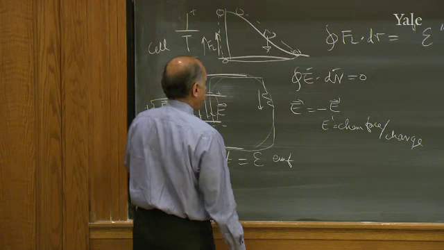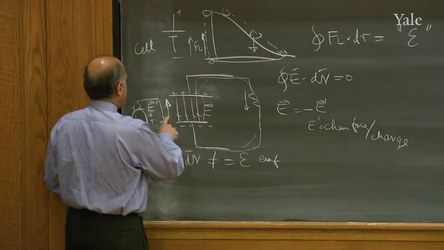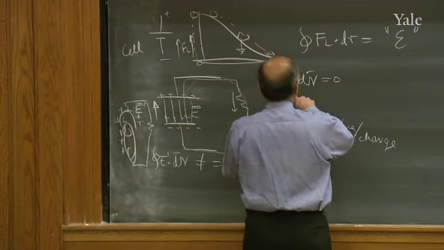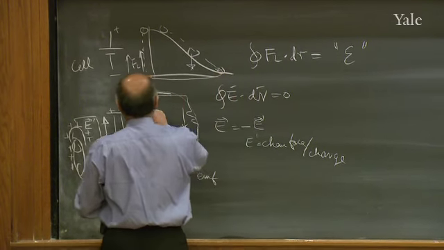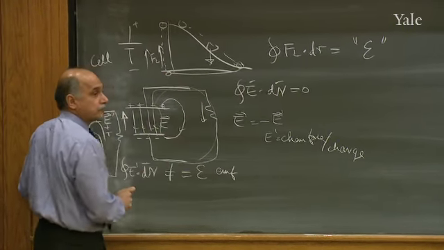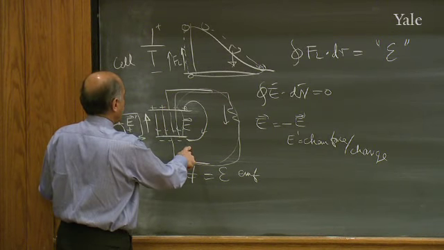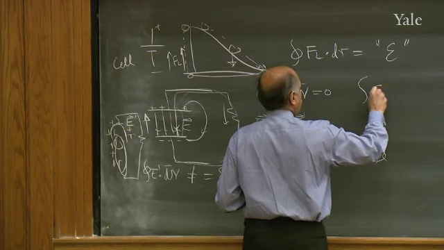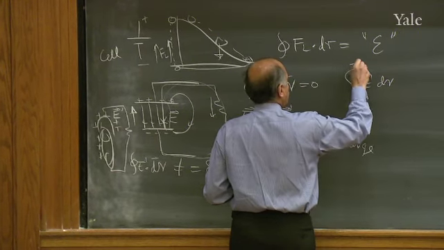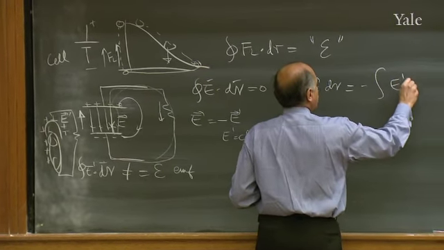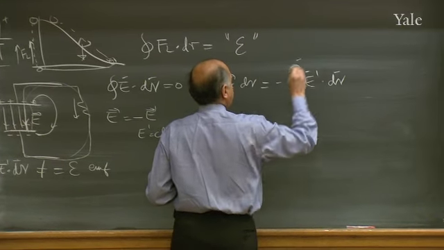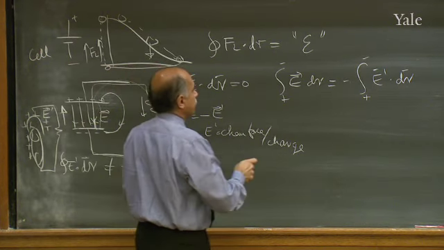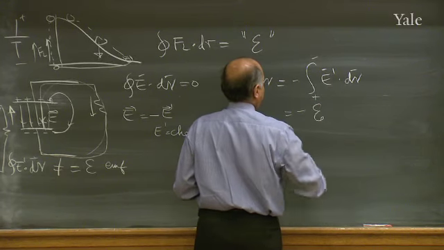Okay, now here's the interesting thing. Since inside this loop, the electric field and the chemical force are exactly balanced, let's look at E dot dr between here and here, between the positive and negative terminal. That's the same as E dot dr inside. So E dot dr from the positive to the negative terminal is minus E prime dot dr from the positive to the negative terminal. That is minus the EMF.